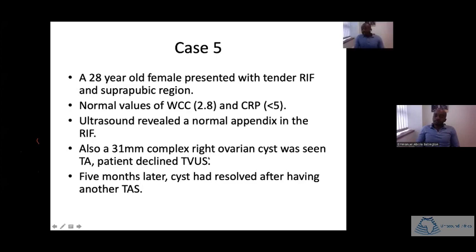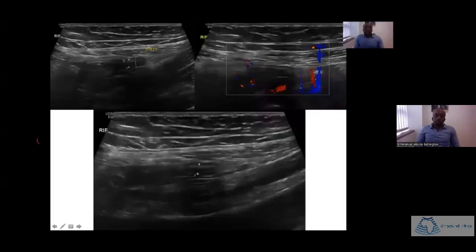The patient did not have a TV scan. It was declined, but she had a scan again in 5 months' time, and the hemorrhagic cyst had resolved on another scan. So this was the appendix here. And you can see in color just some artifactual Doppler signals. They are not real. That's the appendix there.